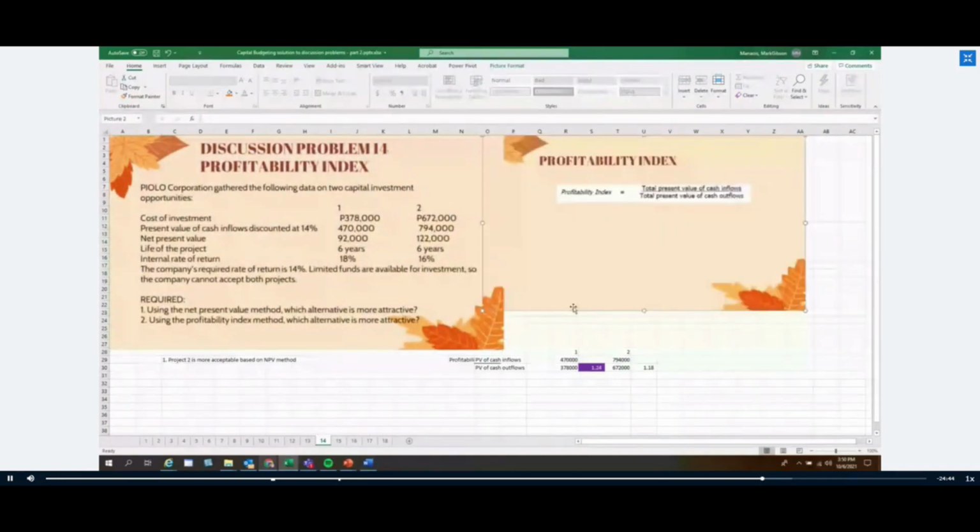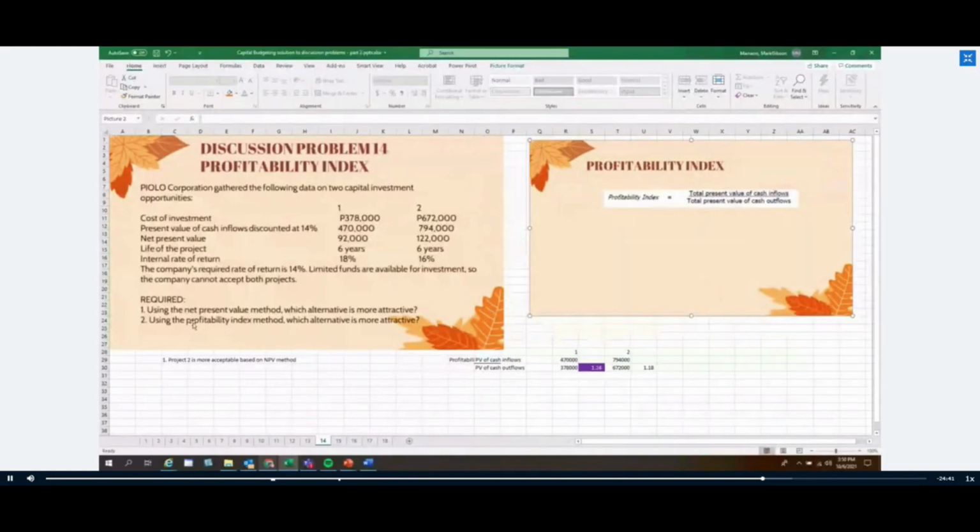Sige. Yung problem number 14, sabi kasi 'di ba number 1, using net present value method, which alternative is more attractive? Eh given na kasi class yung net present value. Sabi diyan, 92,000 kay project 1 and 122,000 kay project 2. So therefore, parang titignan mo lang yung dalawang amount, dun ka sa mas mataas. Siyempre net present value yung pinag-uusapan, mas mataas si project 2 kung ang pinag-uusapan lang is net present value method. So we can say that project 2 is more acceptable than project 1 based on the net present value. So yun na yung sagot natin sa requirement number 1.